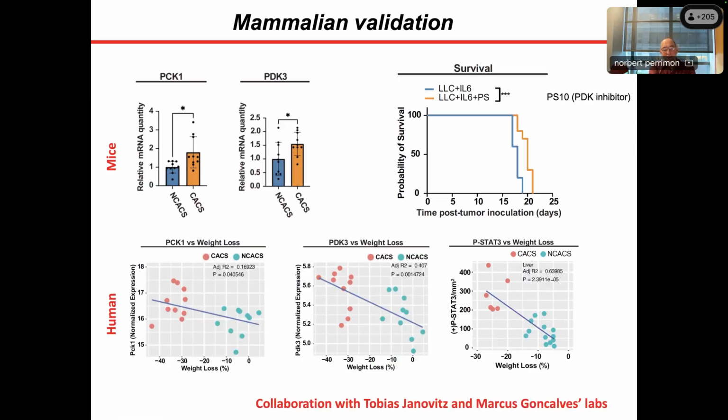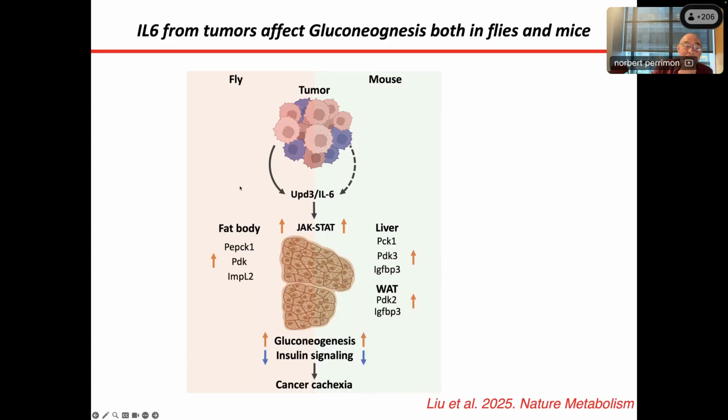Also, we looked in patients, in humans, for a correlation between the level of expression of PEPCK or PDKs in human, and there was, again, a nice correlation between the level of expression of those different enzymes and the severity of the cachexia phenotype. So the take-home message is that we think that both in fly and in mammals this IL-6 JAK-STAT connection is present, and that may be involved in the regulation of gluconeogenesis.